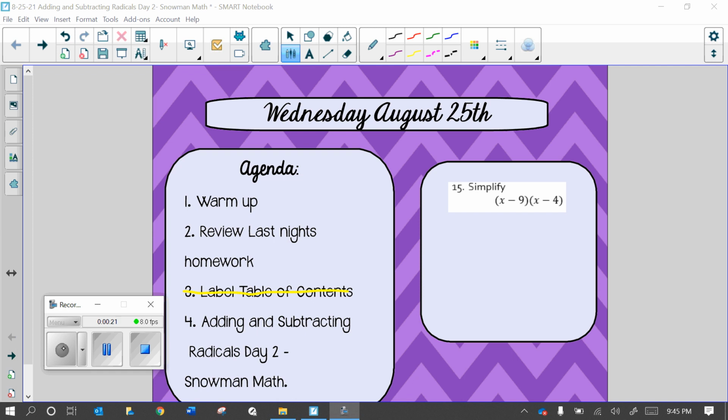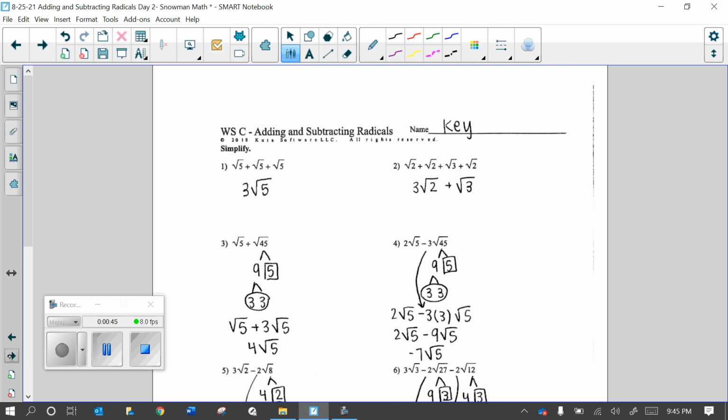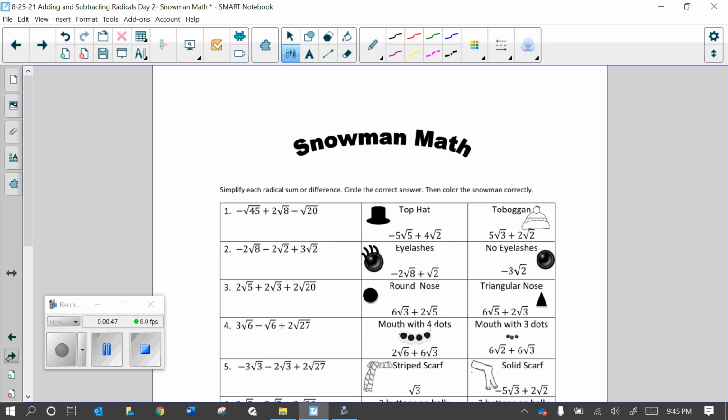And then we're not going to label the table of contents simply because this assignment is going to be for a grade. Digital students, this will be part of your weekly submissions. And we're running out of space on our table of contents, so don't worry about labeling that today. Today we're going to work on a Snowman math activity, which is a continuation of adding and subtracting radicals that you learned about yesterday. Okay, so that's what we're doing in class.